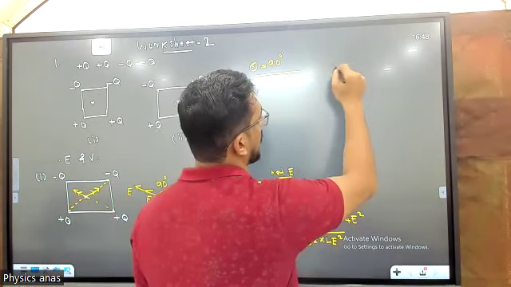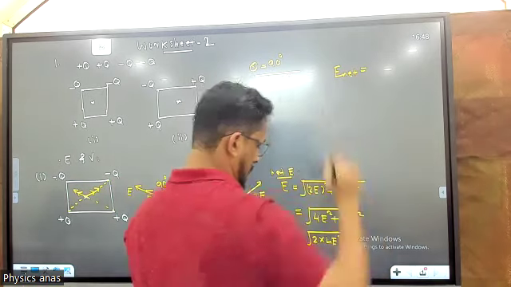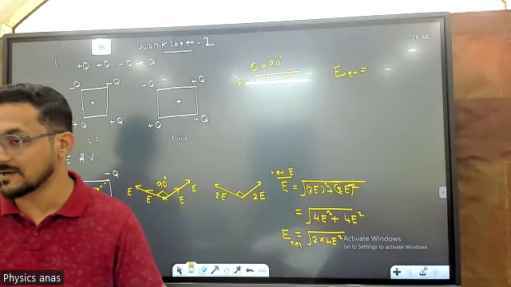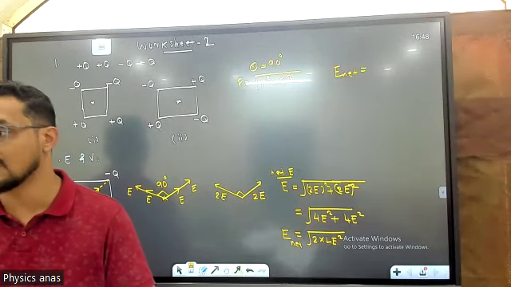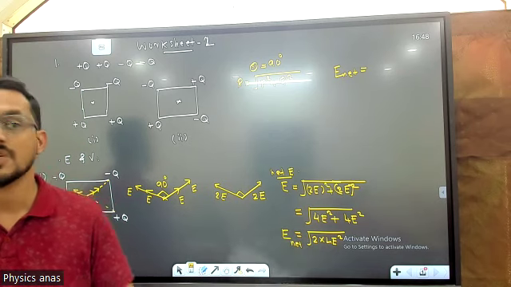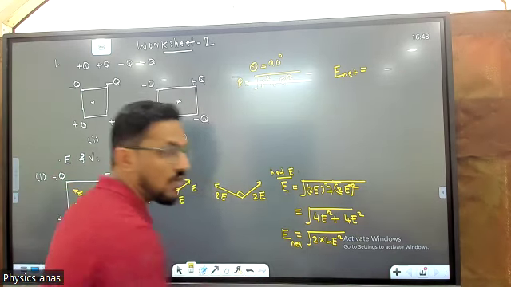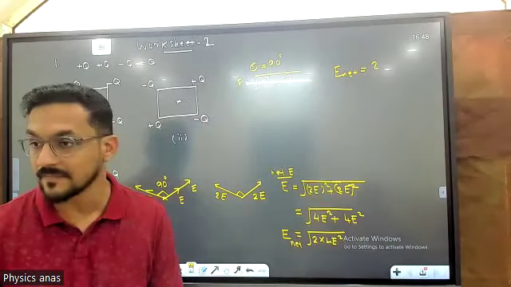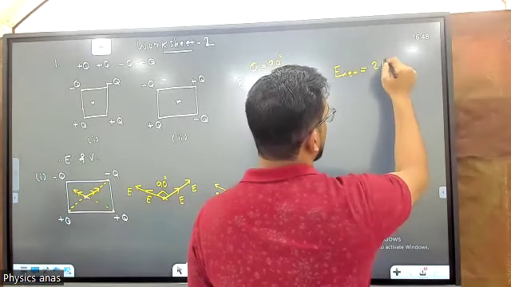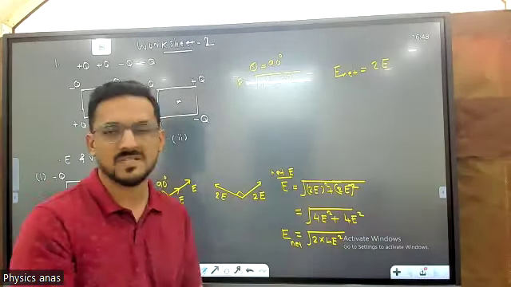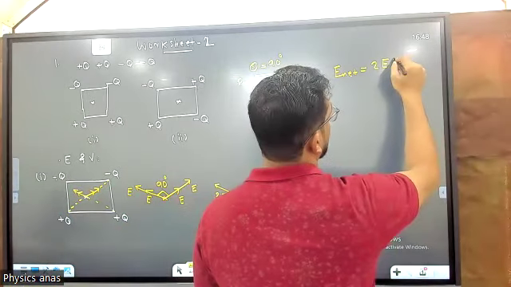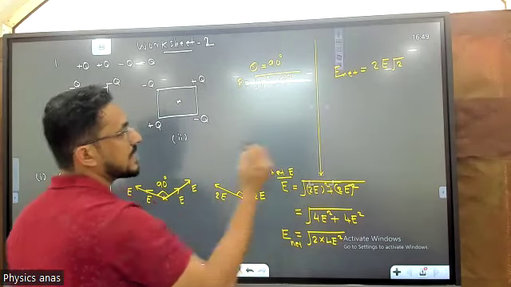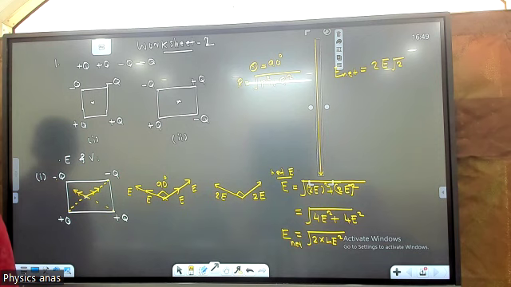How can you find the final value? The net electric field will be, there is a square root for 4E squared. What is the square root of 4E squared? 2E. Square root of 4 is 2, right? Square root of E squared is E. So 2E, square root of 2. Just write it like that. So this is the net electric field. Got it?